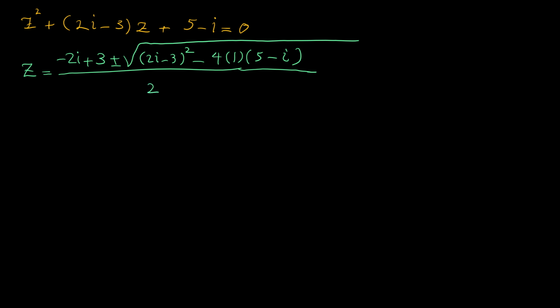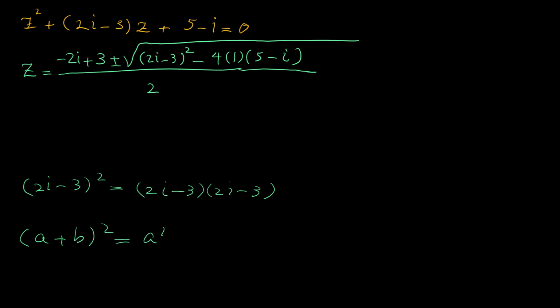So we have to simplify the expression inside the radical. Pay attention that 2i minus 3 to the 2 is basically 2i minus 3 times 2i minus 3. Or if you know the identity (a plus b) squared, you can do it faster with this method. (a plus b) squared is a squared plus b squared plus 2ab. But if you don't know this identity, simply multiply 2i minus 3 by itself.